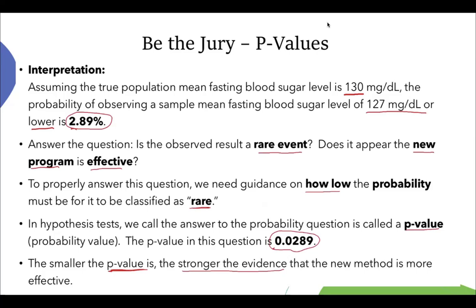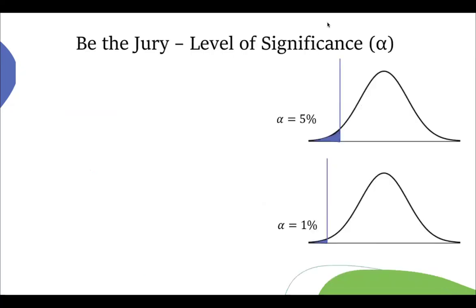So it could be testing anything: a drug, a treatment, a vaccine, a new product, a new exercise plan. The smaller the p-value is, the stronger the evidence that whatever we are testing is truly more effective. So the p-value, 0.0289, we don't know if that's rare enough. So the problems have to provide us with more information, and that's where alpha comes in.